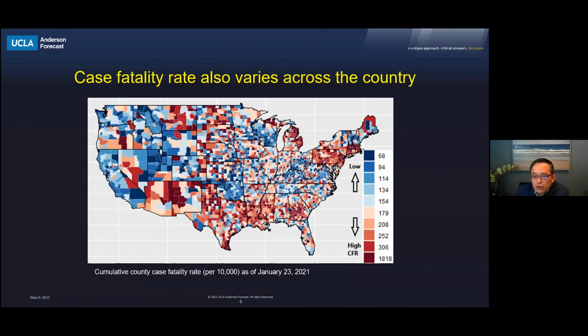In this chart, I show you the case fatality rate across the country. The red color means high CFR, and the blue color means lower CFR. And again, there's a wide variation of the case fatality rates across the country. Note that some regions, such as New York, New Jersey, Massachusetts, Michigan, and Georgia, have a higher case fatality rate. One reason is, if we still remember, they got hit first in March and April last year. Because they are the first wave states, we were less prepared to fight against the virus. So we need to factor in these first wave shocks.